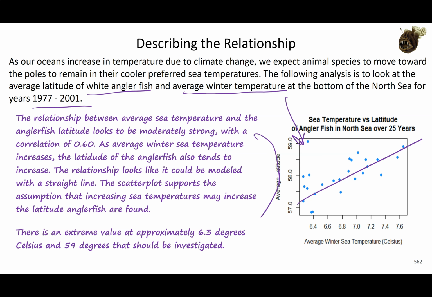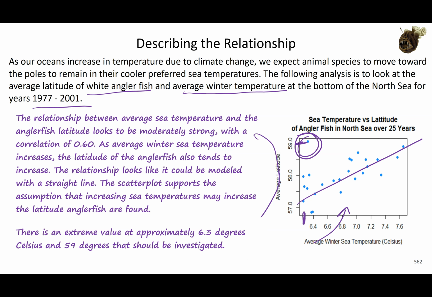Essentially, I have a moderately strong positive linear relationship: as average winter sea temperature increases in the North Sea, the latitude of the anglerfish also tends to increase. Be careful that you don't write it as increasing the temperature increases the latitude, because that's causal language. The relationship looks like it could be modeled with a straight line. That seems reasonable. The scatter plot supports the assumption that increasing sea temperatures may increase the latitude anglerfish are found. One thing to note, we mentioned we might have an outlier here. There is an extreme value at approximately 6.3 degrees Celsius and 59 degrees. That should be investigated.